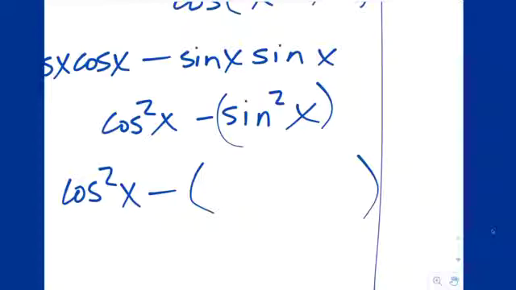What is it, William? What is sine squared in terms of cosine squared? Marshall.